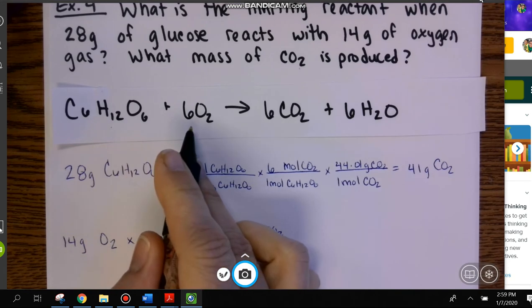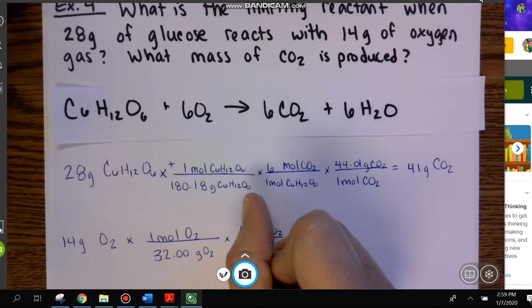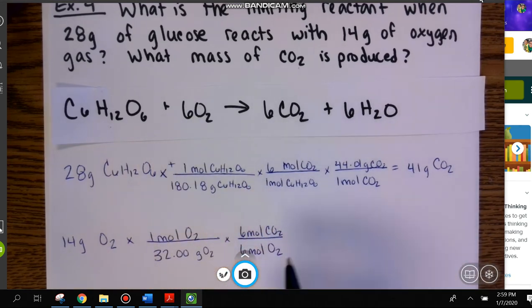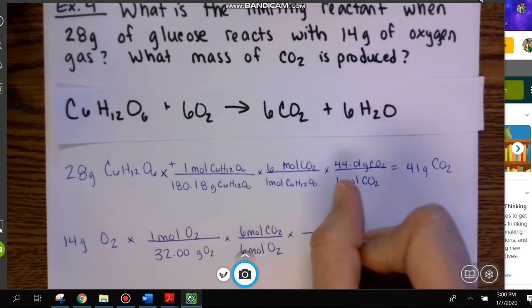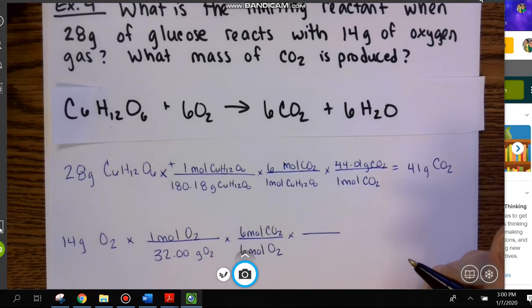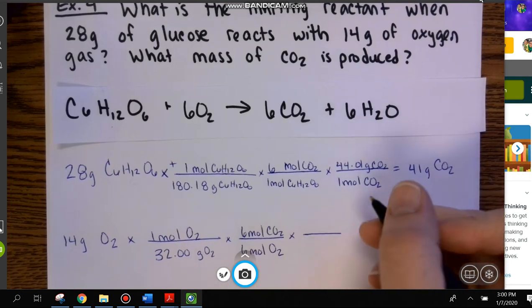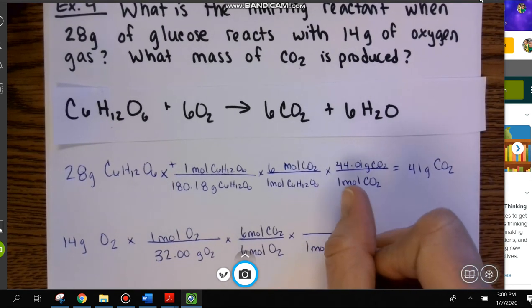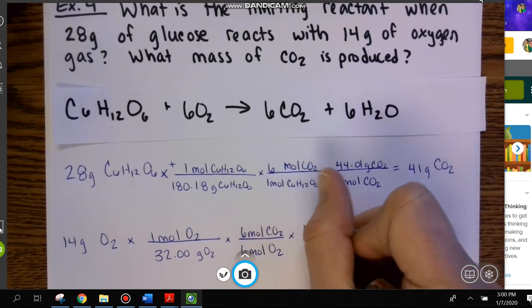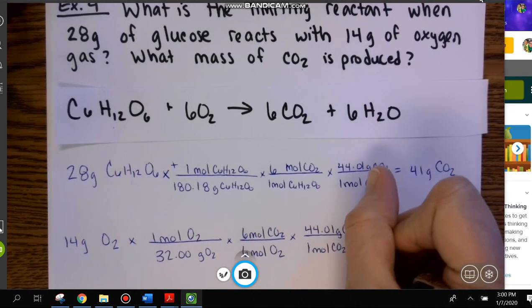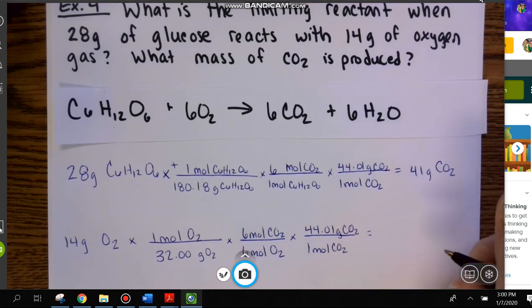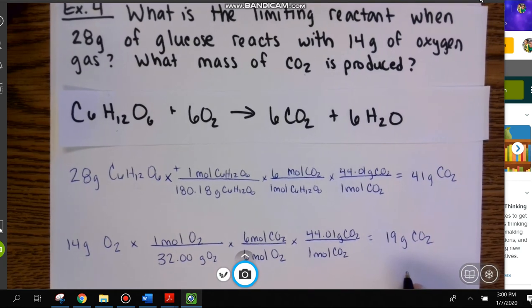For every 6 moles of O2, I produce 6 moles of CO2. I apologize for saying that backwards. Okay, and then I am going to multiply again by the molar mass for every 1 mole of CO2. I don't have to recalculate that because I already calculated up here 44.01 grams of CO2, and I get 19 grams of CO2 once I put all this in my calculator.